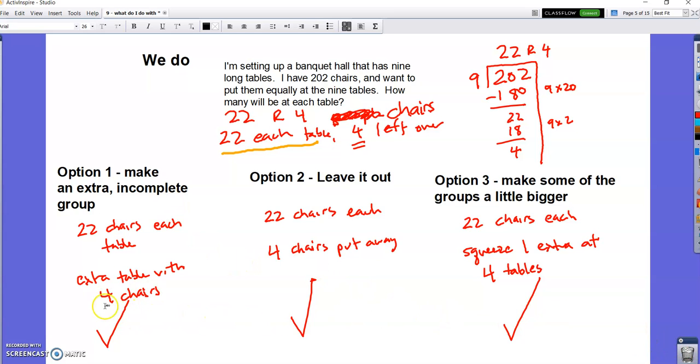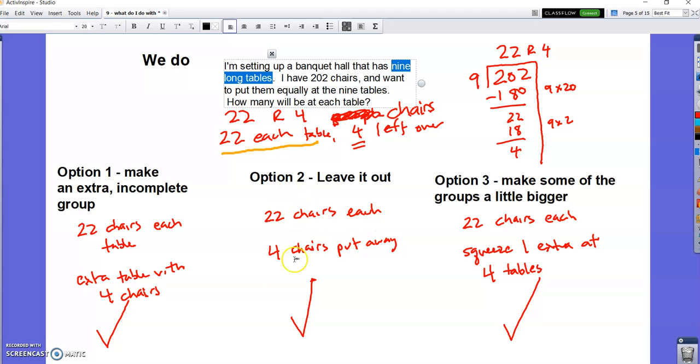An extra table with 4 chairs. I don't love that. Like if every table has 22 chairs, and then there's 1 more table with 4 chairs, that's not close to 22. I may not like that one, but it's not impossible. Maybe it is impossible. It says it has 9 tables. So that one may be kind of risky, even though it might technically work. That may not be a great one to choose out of the three.